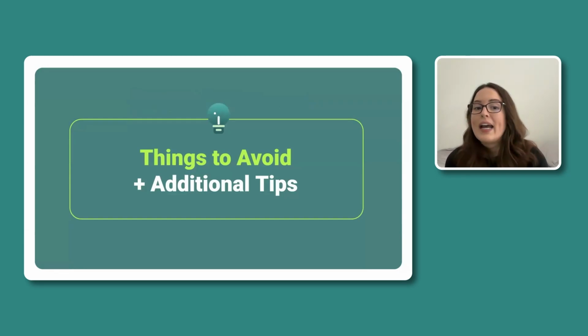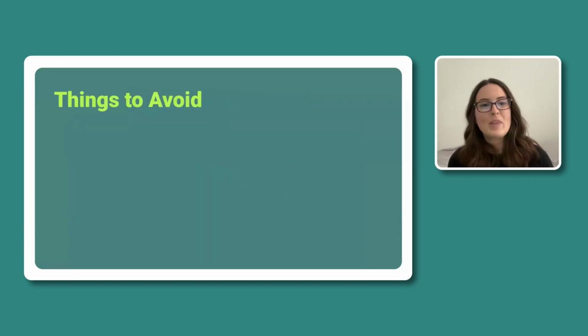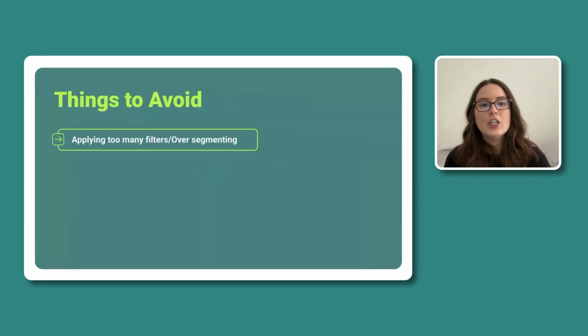Next I want to highlight things to avoid and some additional tips. First, don't apply too many filters or over-segment just yet. Start with the basics, just like the examples I've shared today. Then from there, review a few of the contacts. My favorite thing is when I get on a call with a customer, we'll build a segment together. Then I like to take a step further and click on the profile of a contact in that segment and look at their overall journey, to see if there are any key indications that we can find.